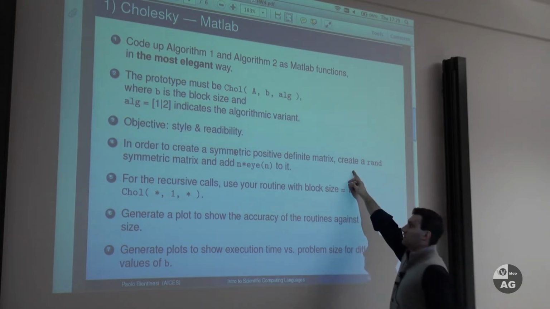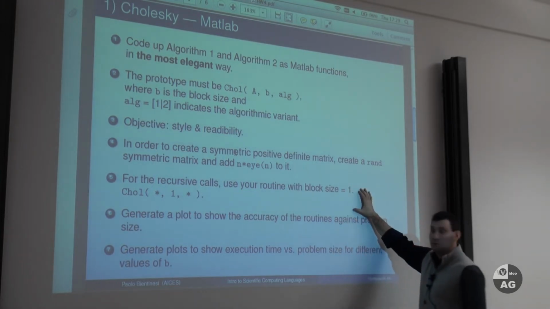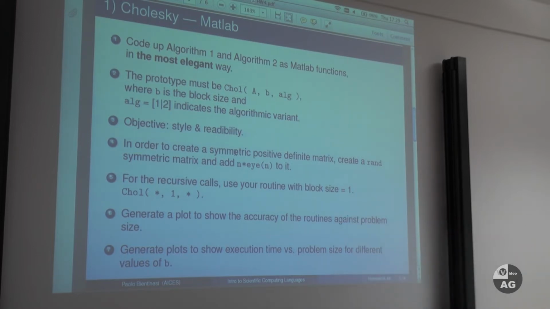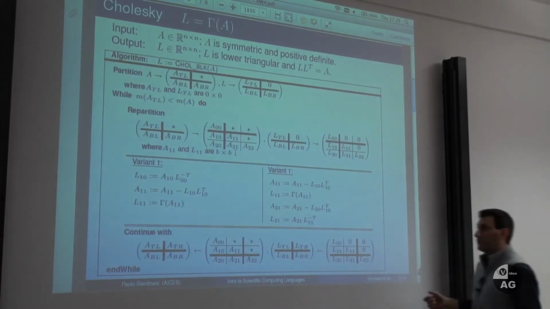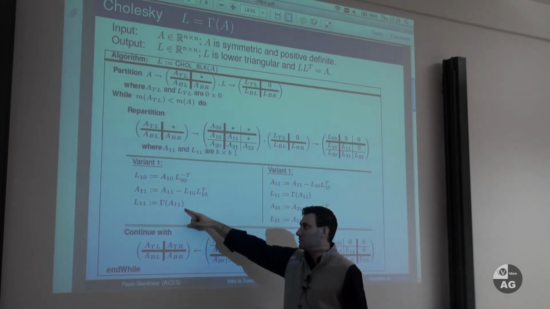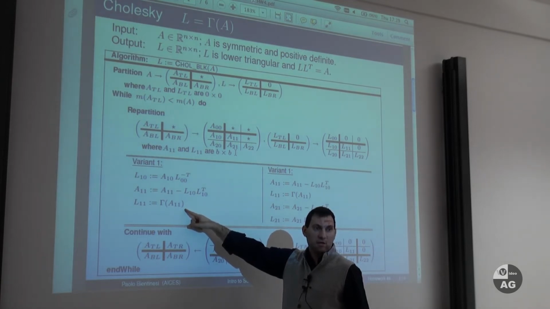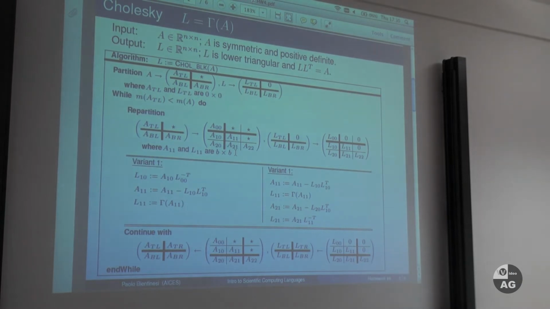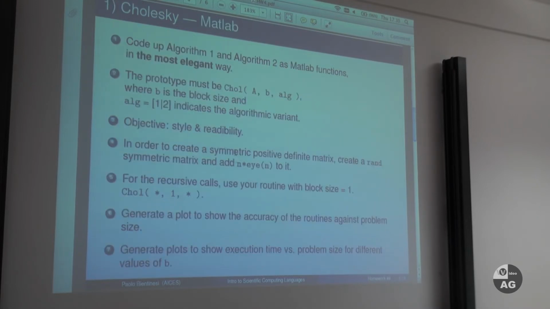Here it's how to generate a matrix. For the recursive call, call your code for block size 1. And now the smart question at this point is, if your block size is 1, what is a Cholesky of that? And you guys have answered this already, so maybe it would not be a smart question. What is a Cholesky of a 1 by 1 matrix? Thank you, it's a square root. So you know how to terminate the recursion.